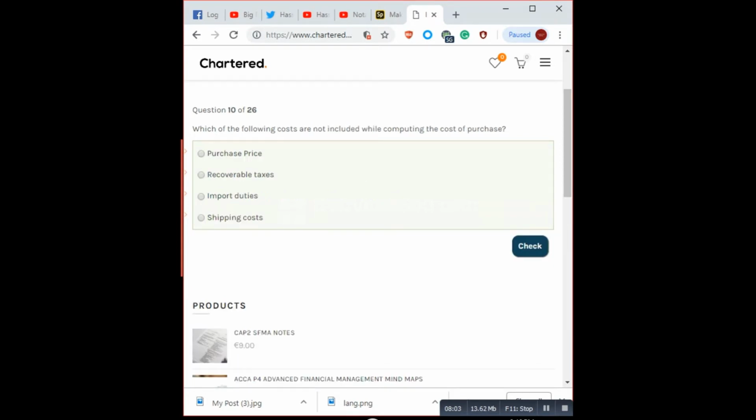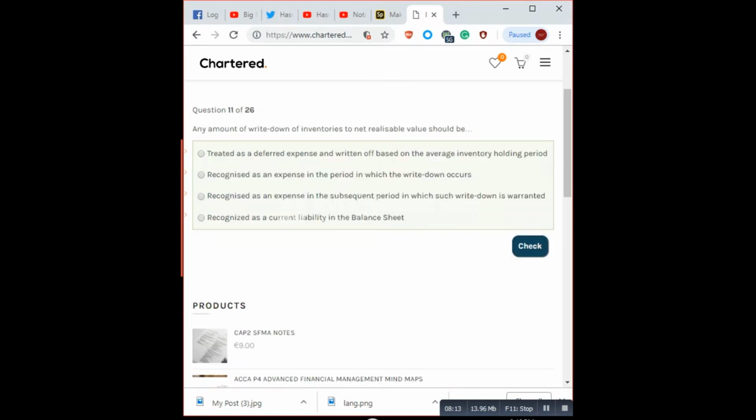Any amount of write-down of inventory to net realizable value should be recognized. It is a recognition of an expense in the period in which the write-down occurs. That is, the second option is the correct one. And inventories are stated at the lower of cost and net realizable value. That is the correct option.